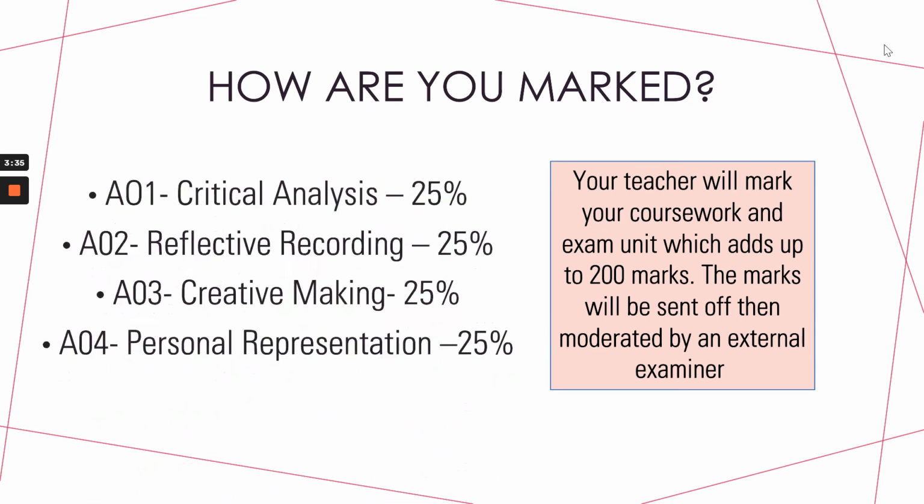So how are you marked? Each of the assessment objectives that I just went through are equal 25% each. So with the coursework project, which is the 60%, I give you around 30 marks for each one, and then that adds up to 120. And then for the exam, you get marked out of 20 for each one, which adds up to 80. So your teacher will mark your coursework and your exam unit, which adds up to the 200 marks. The marks will be sent off and moderated by the external examiner.